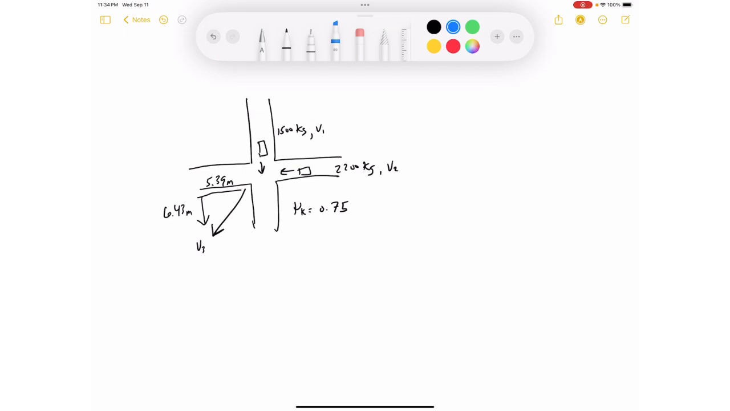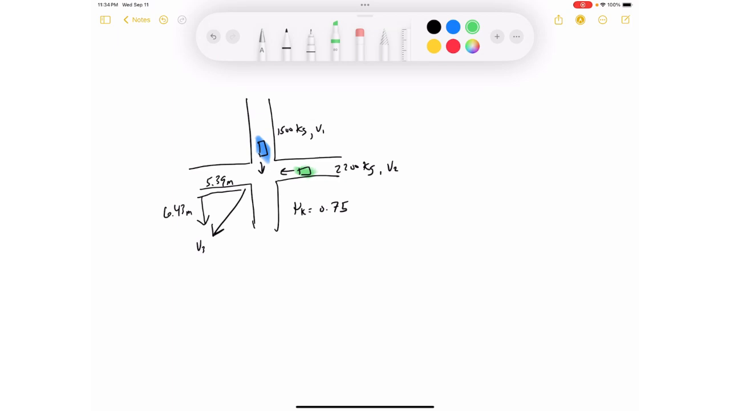So what we have here is this car here that's 1,500 kilograms, and its velocity is v1. As you can see, it's going south. And then there's another car, 2,200 kilograms. That's its mass, and it's moving to the west, and it has a velocity of v2.